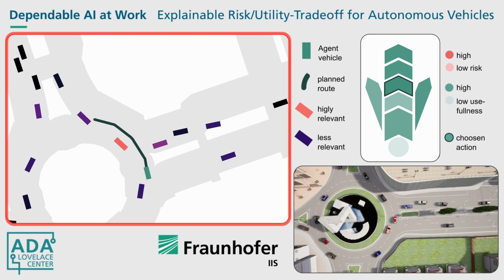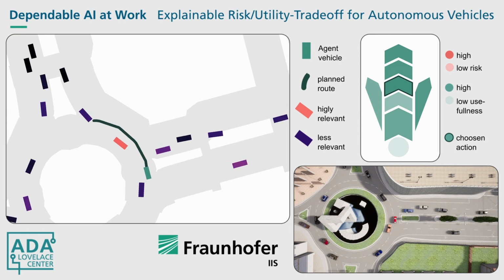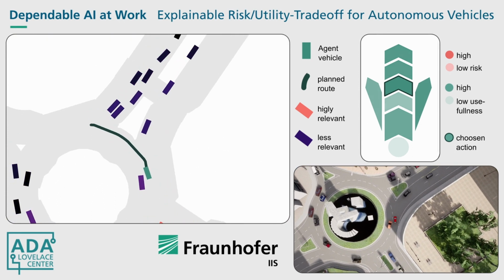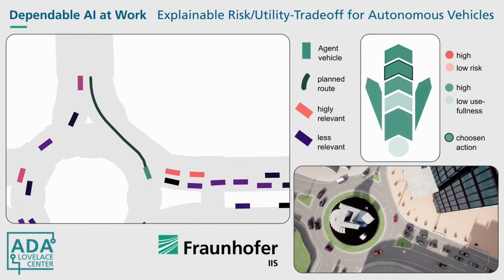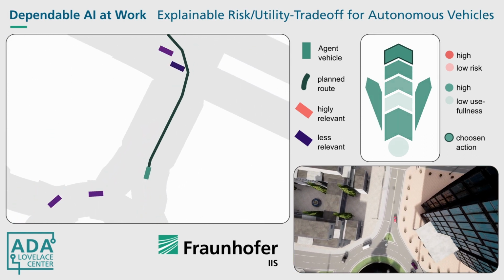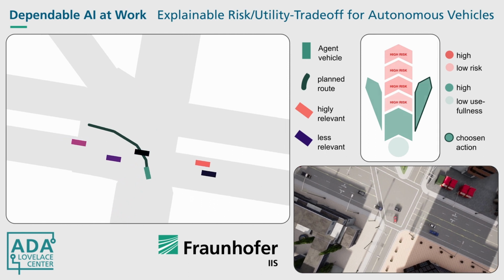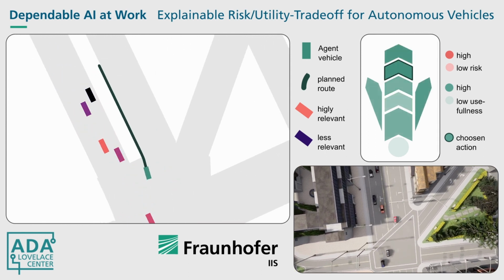On the left, you see the car driving. The other vehicles are colored according to a technique from explainable artificial intelligence, showing how relevant an individual car is for the risk network.